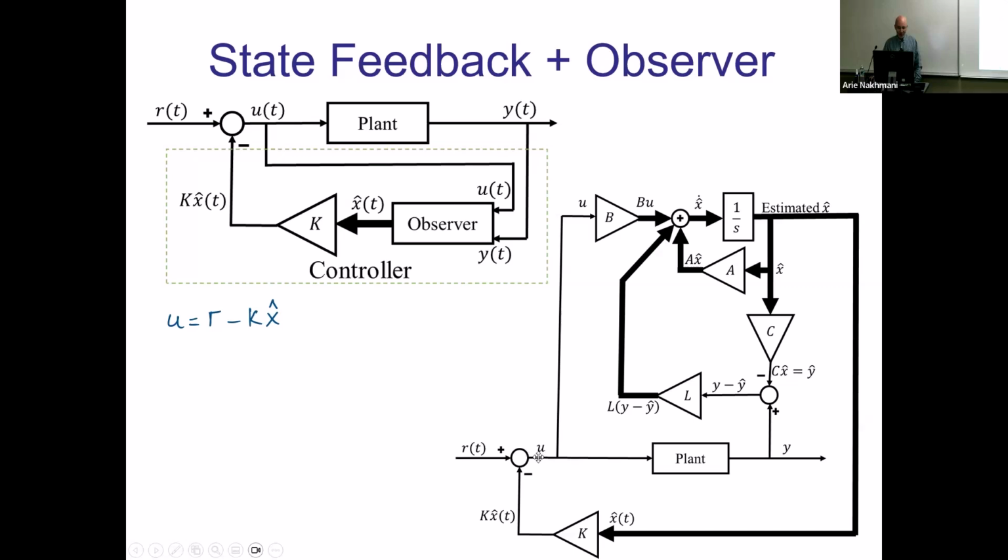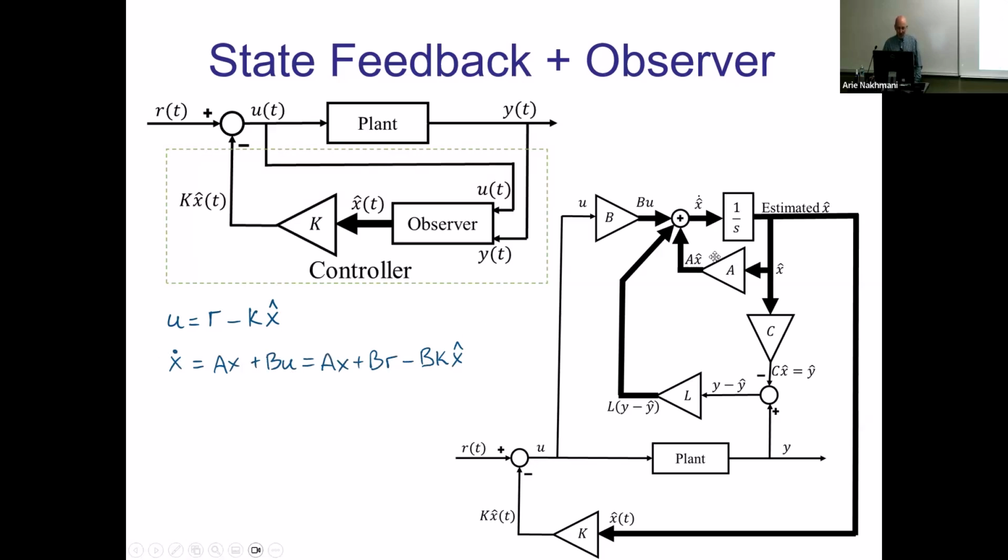So u, which is the input, equals r minus K x hat, the estimated x. The difference is that previously we had no hat here, in the original controller design. Now we have it, so it's a different u, not the original u, not the regular loop. Now we have that estimated x coming here, multiplied by K.